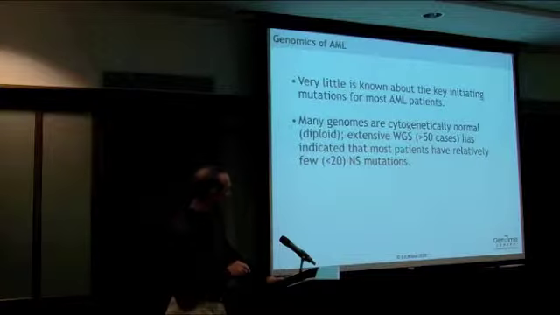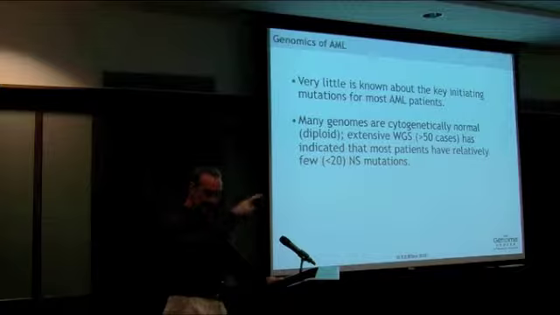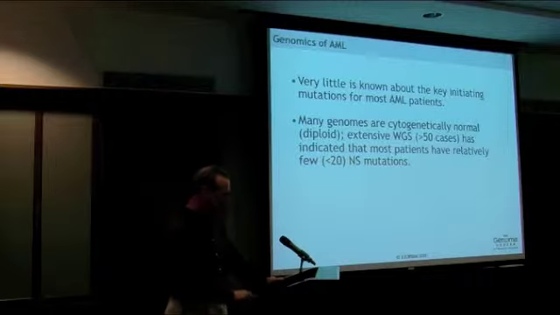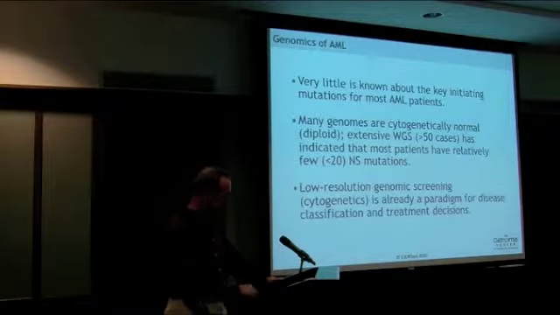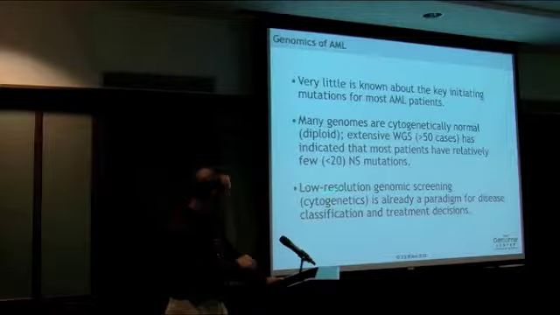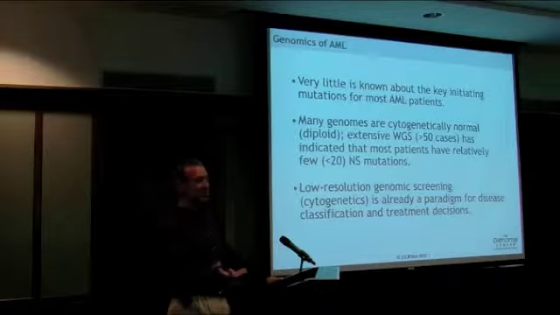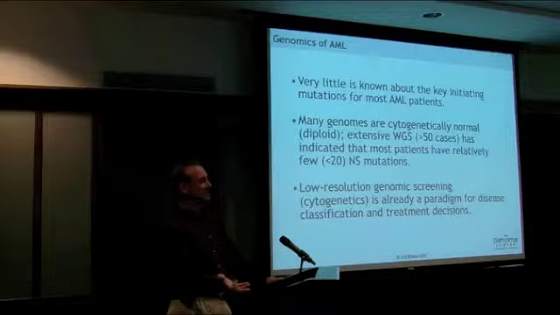We've now done a lot of whole genome sequencing in leukemia, and we found that most of these patients, kind of like that circle that I showed you earlier, have very few mutations. And there's already a paradigm for disease classification and making treatment decisions on a new AML patient, right, that uses the genome. You basically use the genome by looking at chromosomes, like I just said.